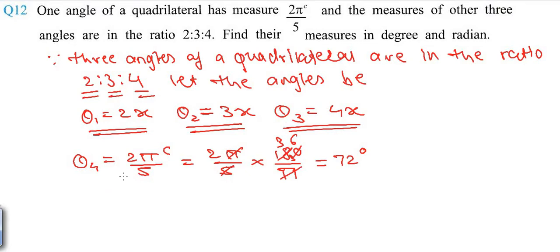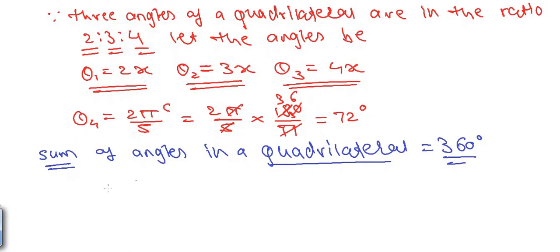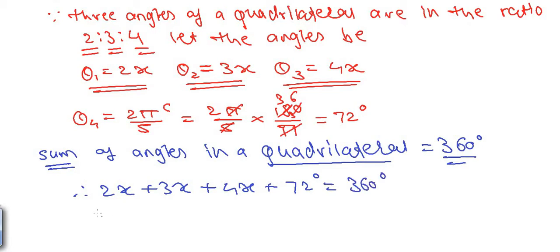Now let us use the property of a quadrilateral. Sum of angles in a quadrilateral is equal to 360 degree. Therefore now substituting the values we can write first angle 2x, second angle 3x, third angle 4x and the fourth angle 72 degree is equal to 360 degree. Now 2x plus 3x 5x, 5x plus 4x 9x, that is equal to 360 degree minus 72 degree, so that is equal to 288 degree.